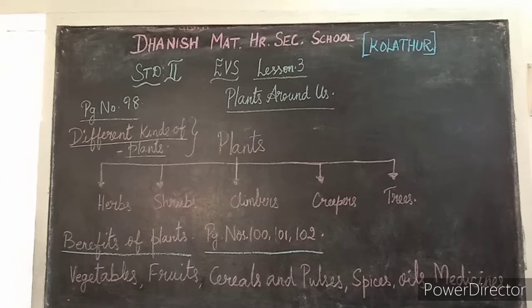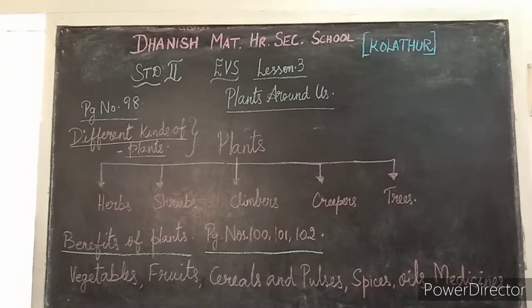Moving on to the next one, that is shrubs. Shrubs are smaller than trees. They have many stems that grow close to the ground. The stems are thin and hard. Shrubs live for several years.